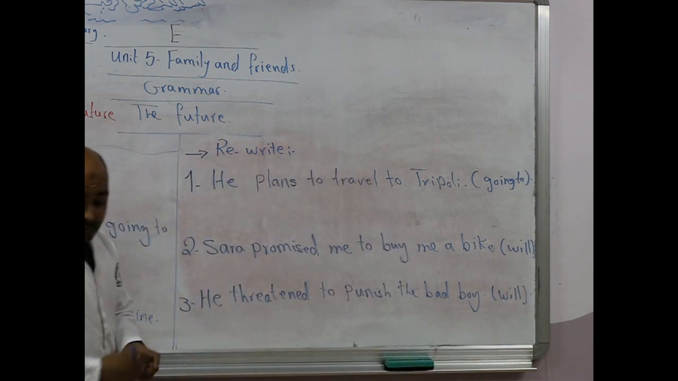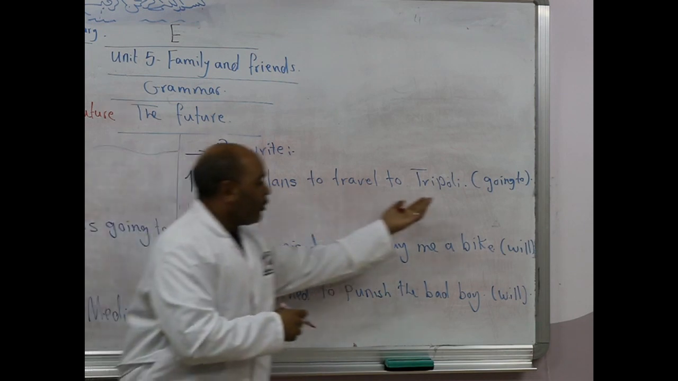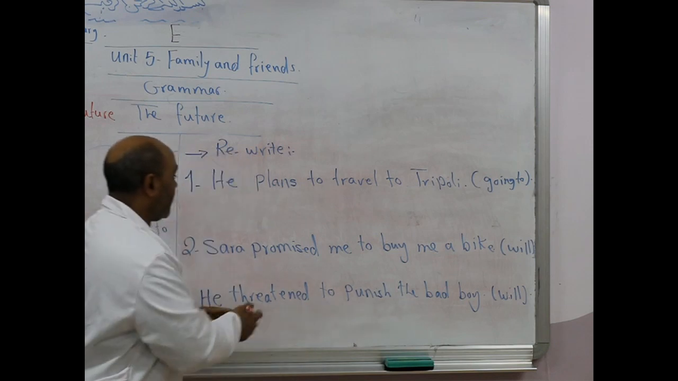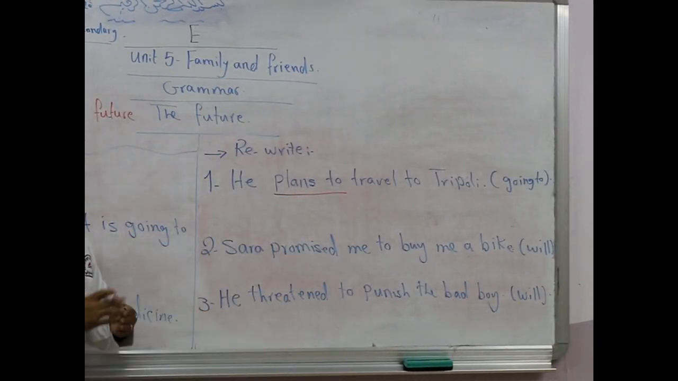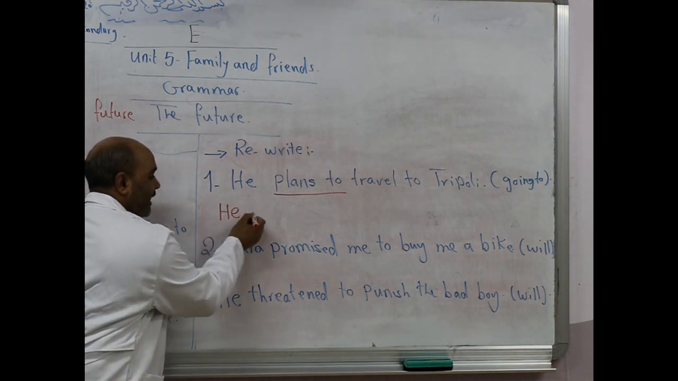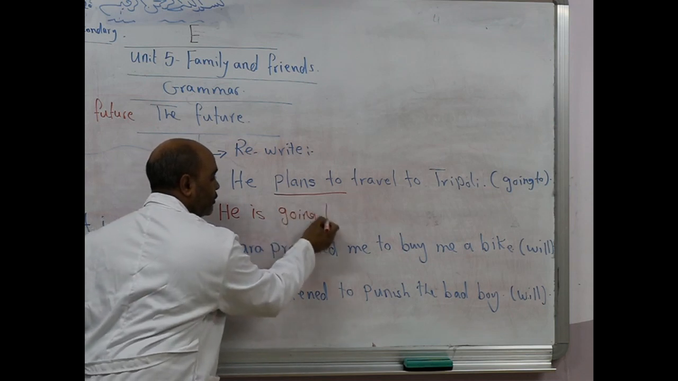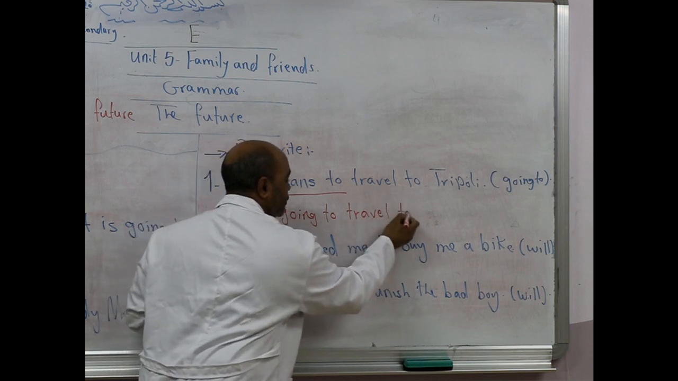To answer these questions, I'm going to stop to find the words which we use to talk about going to or will. Okay, the first one, plans to. Plans to means that he has a plan. As we said, the answer: he is going to travel.